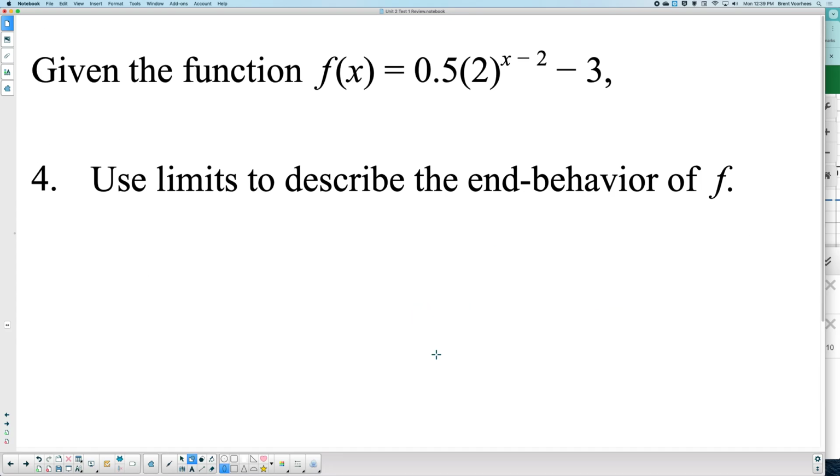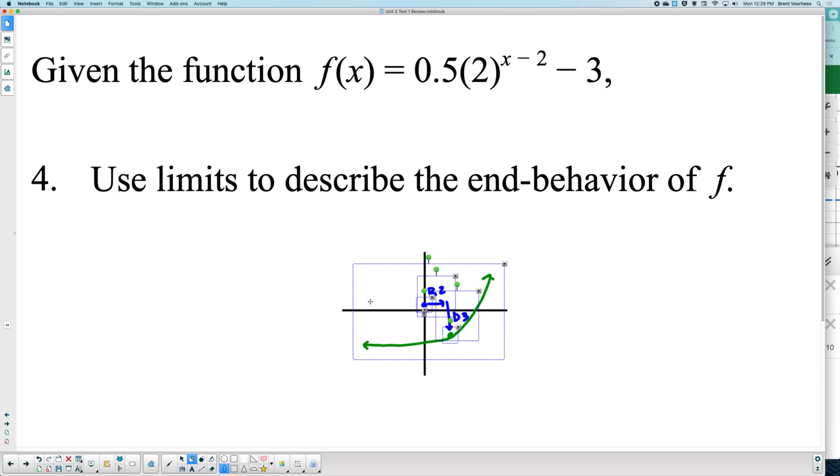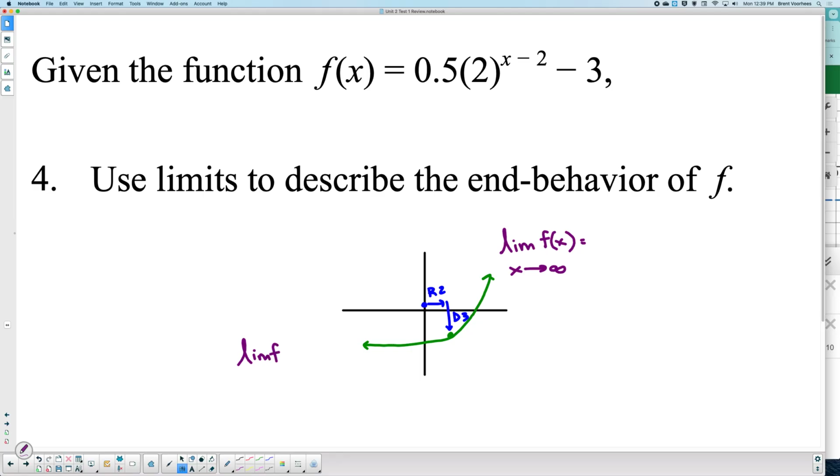But number 4, let's use limits to describe our end behavior. We have 2 end behaviors here, as you go left and as you go right. We want to talk about what's happening to the function f as we go to the right, and what's happening to function f as we go to the left. That's what it means to be end behavior. What's happening as you go left, and what's happening as you go to the right.